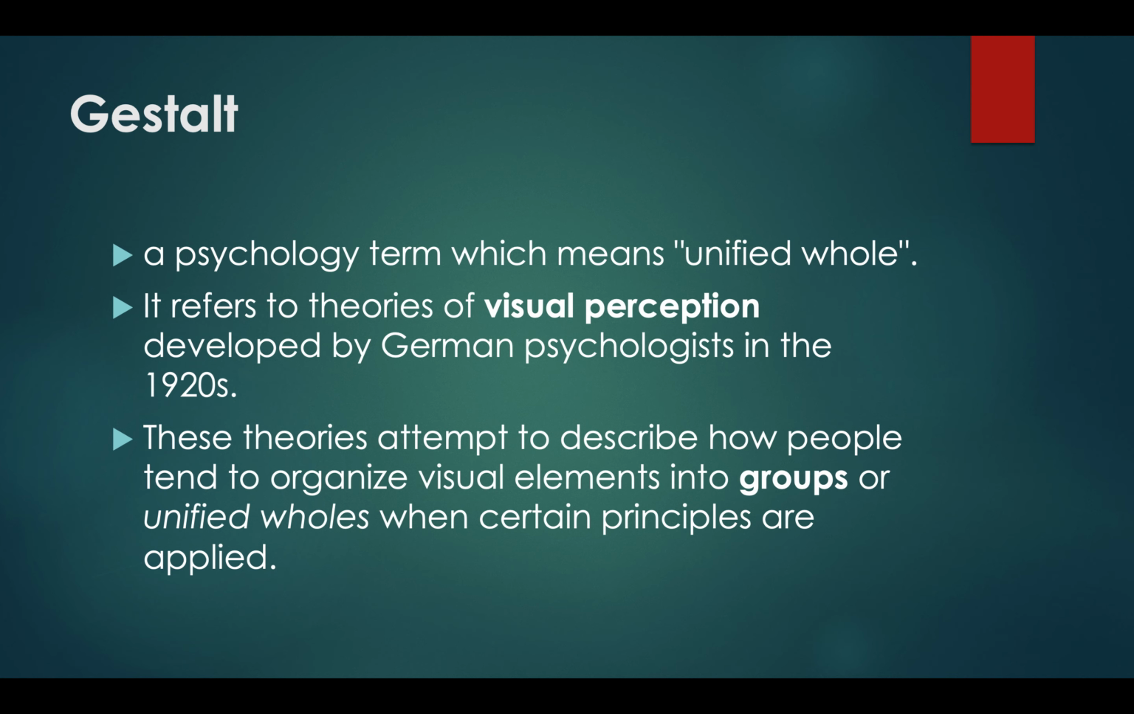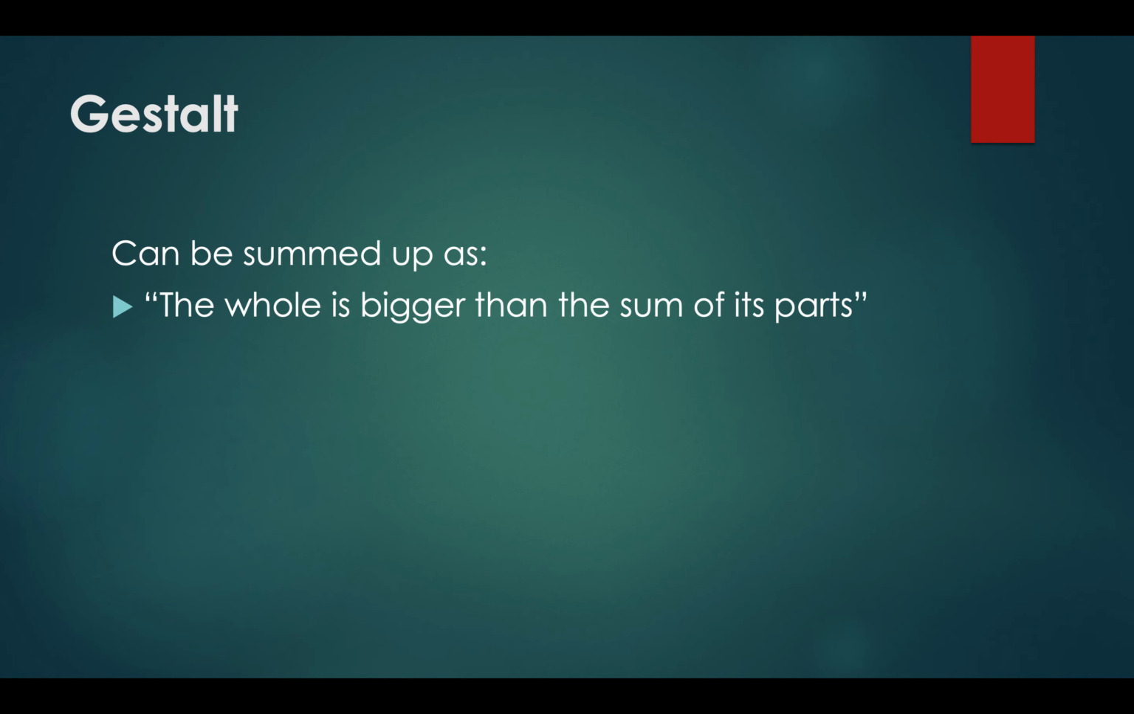And so, as visual creators, we can use these rules ourselves to make meaning, and we can use them to understand how people will understand our own work. So, Gestalt means a unified whole, and it basically explains that our brain tries to group things or make unified wholes when we are faced with lots of visual stimuli, and we try to make things simple when possible. You can sum up the theories of Gestalt as the whole is bigger than the sum of its parts.